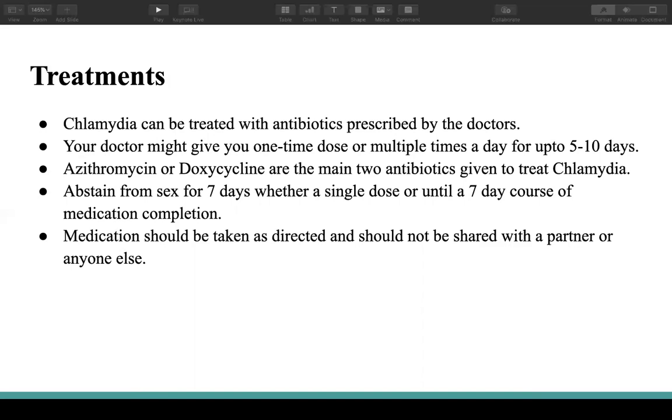There are other teachings besides the antibiotics. You have to abstain from sex for 7 days, whether you had a single dose or a 7-day course of medication, until the course is completed. And medication should be taken as directed. It should not be shared with a partner or anyone else.